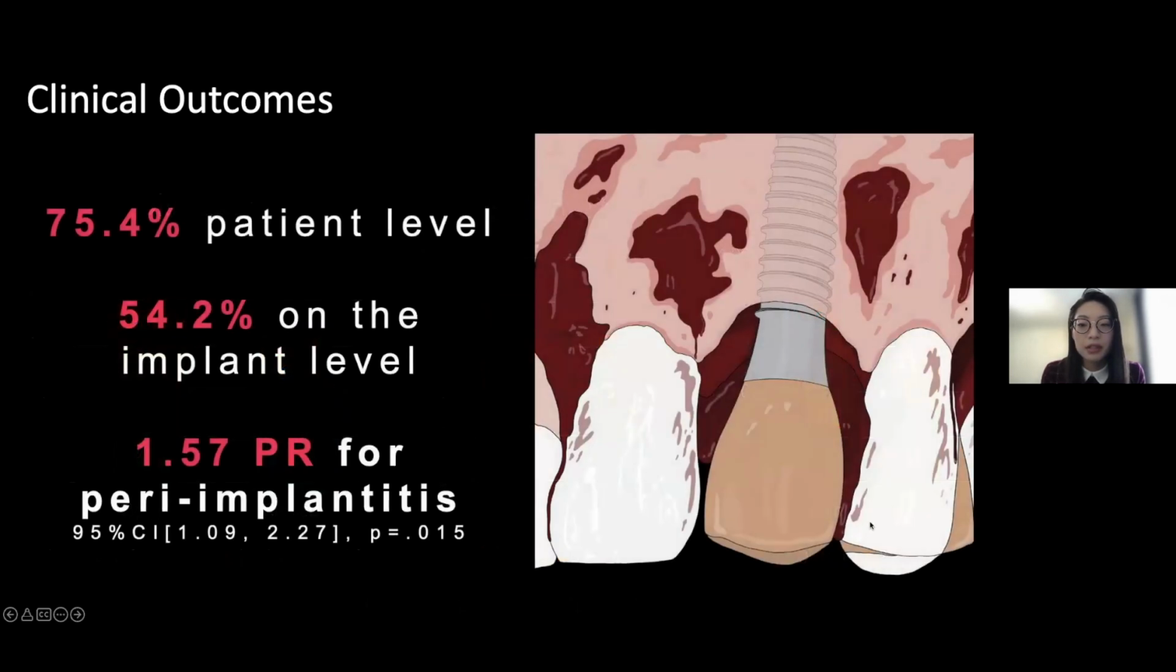And in terms of patient-reported outcomes, 1/3 of patients were aware of their open contacts, and over half noticed food impaction. And patients with open contacts, at a patient level, it was 75.4%. So 3 in 4 patients actually had open contacts based on our study. And then we also found that half of all implants had open contacts. And overall, we found that there was a 1.5 prevalence for peri-implantitis.